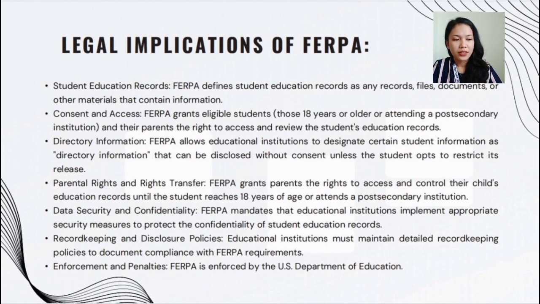Enforcement and penalties. FERPA is enforced by the U.S. Department of Education. Educational institutions that receive federal funding and fail to comply with FERPA can face penalties, including the loss of federal funding. Additionally, individuals who believe their rights under FERPA have been violated can file complaints with the Family Policy Compliance Office, or FPCO, within the U.S. Department of Education. The FPCO investigates complaints and facilitates resolution.